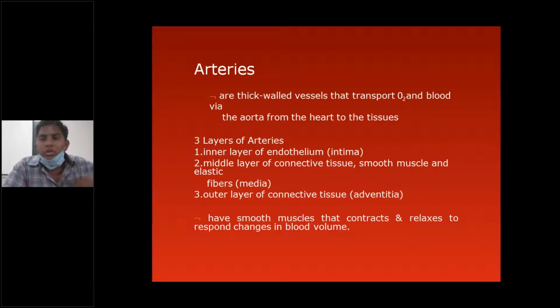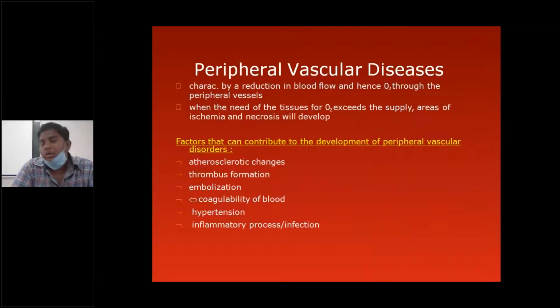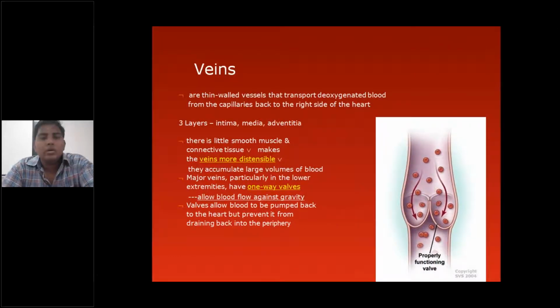In the previous class, we discussed the basic histology. Differences between arterial and venous structures in their basic histology, which suits their function. Coming to veins, veins are distensible, and arteries need to pump blood, so they are more muscular. And veins do have one-way valves which help blood to flow in only one direction.